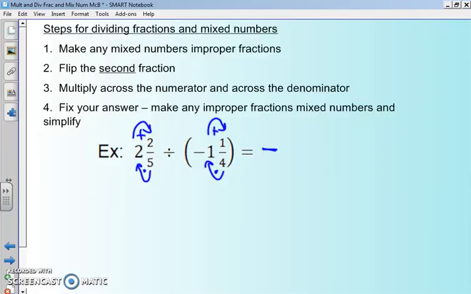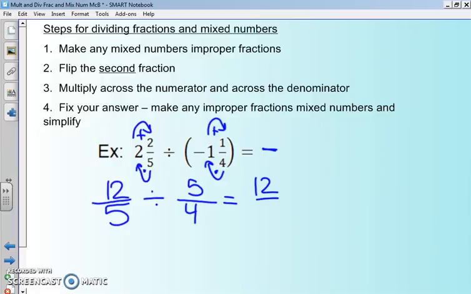So I get 10. 5 times 2 is 10, plus 2 is 12 fifths. Divided by 4 times 1 is 4, plus 1 is 5 fourths. So that's my division problem. Not changing anything, not doing keep, change, flip, anything like that first. Just figuring out what my fractions are going to be. Then I'm going to go back and keep, change, flip.